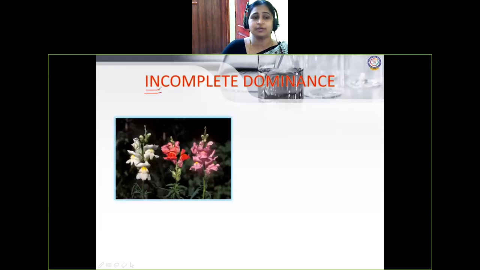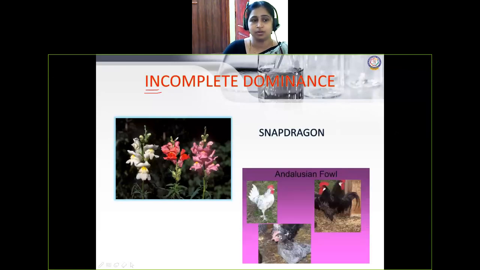The first one you can see is snapdragon. Another one, a fowl, Andalusian fowl. Here, I'm going to use the words dominant and recessive, but actually they are not dominant. You can see white color, as usual, white recessive we can take, and this pink color, it is a dominant we can write, and a new combination you will get.